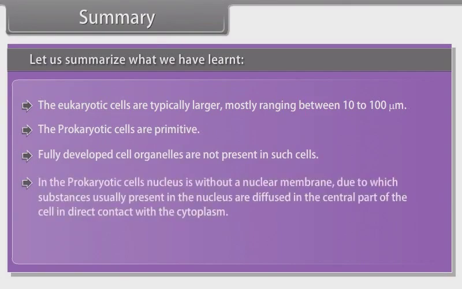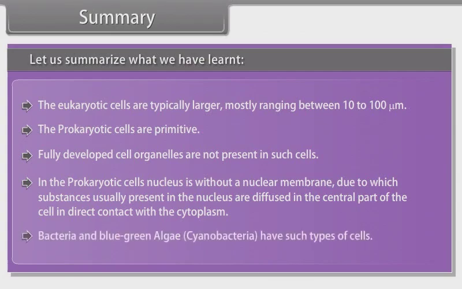In prokaryotic cells, the nucleus is without a nuclear membrane, due to which substances usually present in the nucleus are diffused in the central part of the cell in direct contact with the cytoplasm. Bacteria and blue-green algae, that is cyanobacteria, have such types of cells.